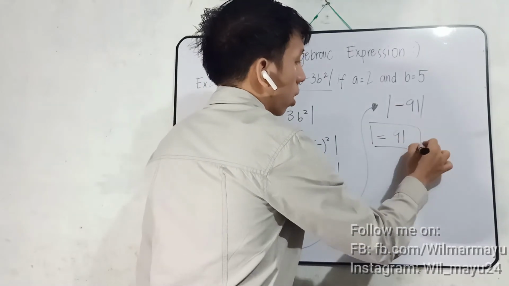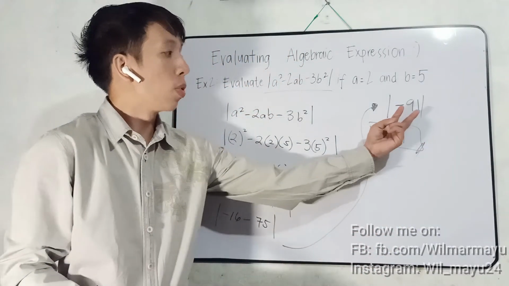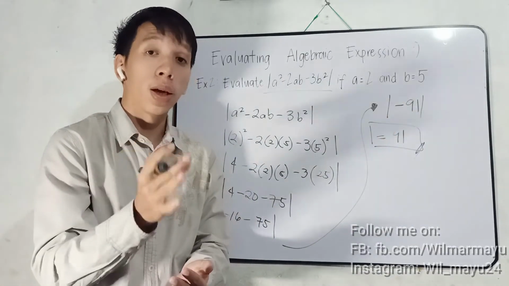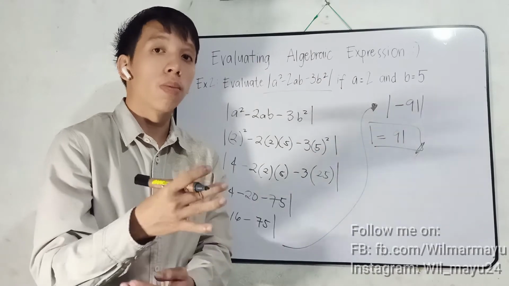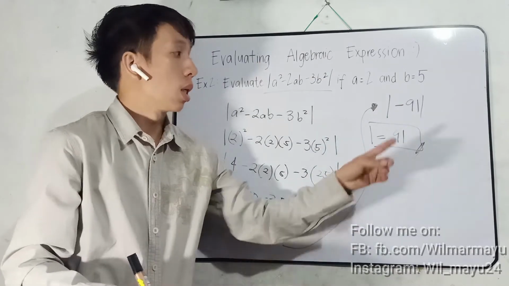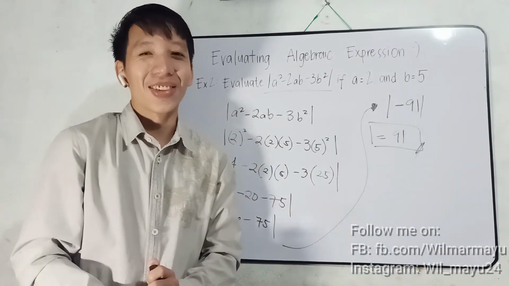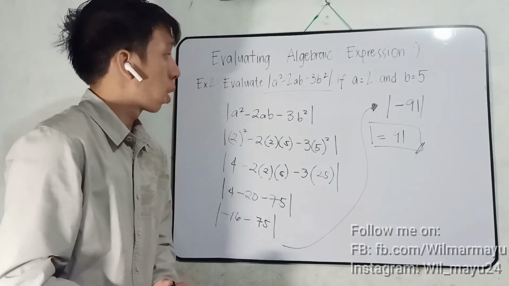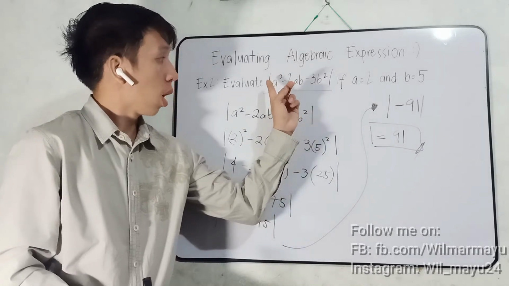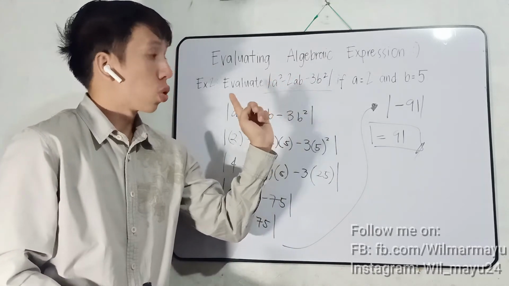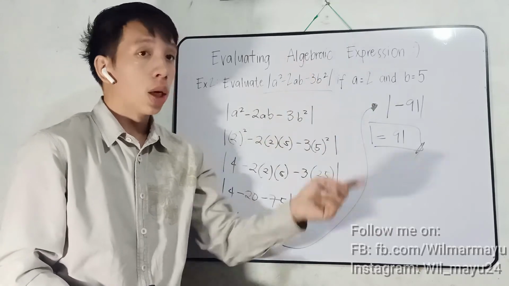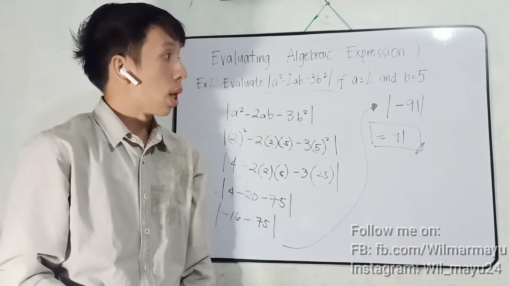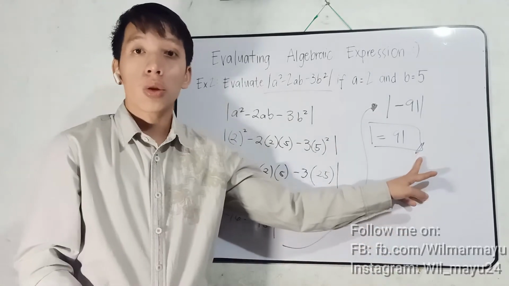Positive 91. Because the absolute value of negative 91, gagawin natin siyang positive. Kasi sabi natin, walang negative values or negative entities sa absolute values. Okay? So, therefore, we conclude that when we evaluate the absolute value of a squared minus 2ab minus 3b squared, if a is equal to 2 and b is equal to 5, it is equal to 91.